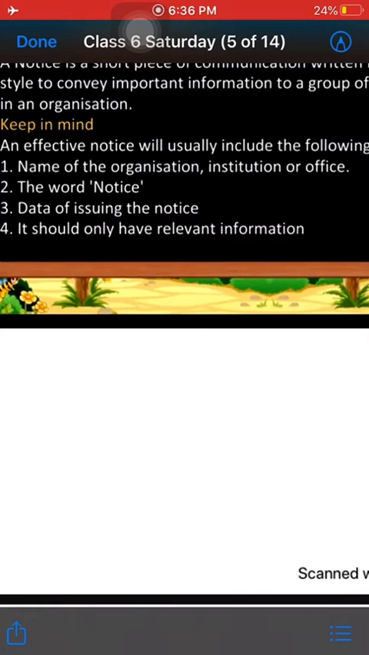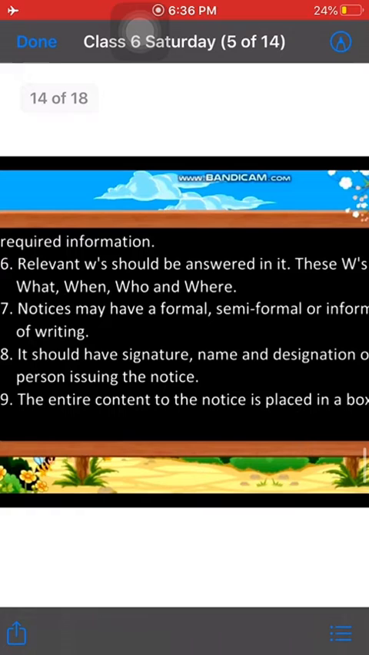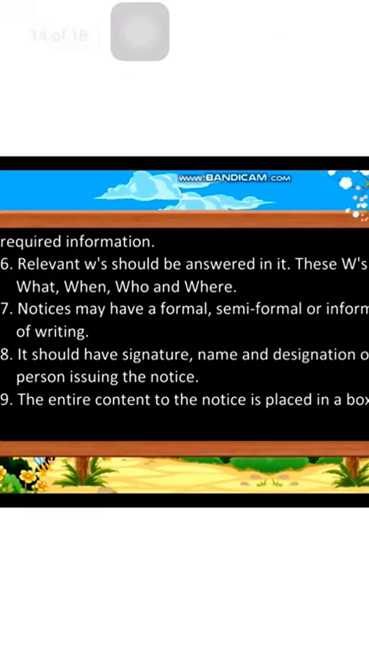Then it should only have relevant information. Do not write unnecessary information, because we have just 50 words, so we have to write relevant information. And what are those relevant W's? These W's are what, when, who, and where, and whom also. I'll show you in the next slide that also. Notices may have a formal, semi-formal or an informal way of writing. That means we can use formal or informal language, depending upon the type of question, and that way we have to decide which language to use to write the notice.